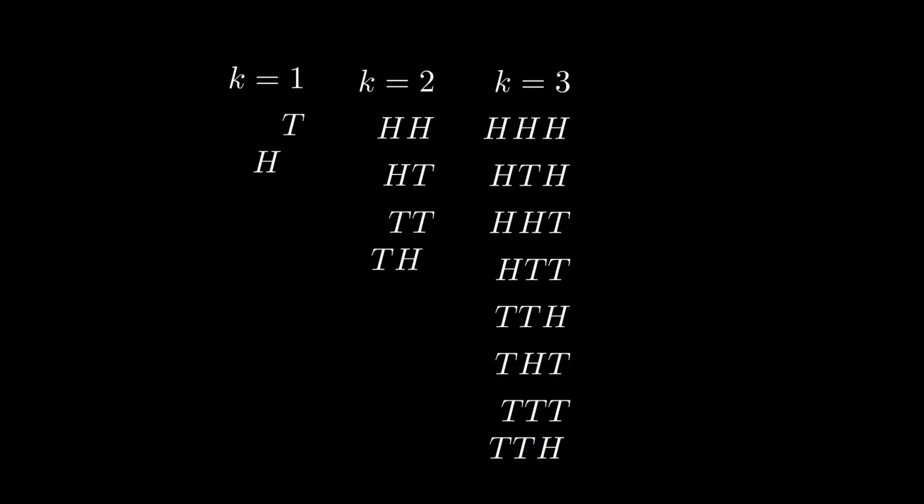Go to k equal 3 and now it's 8 sequences and we are interested in only one of them. We see that as we go further, the number of possible probability sequences increases by 2 to the power k, with the common ratio being 2, and the probability of only one of them happening becomes less and less.